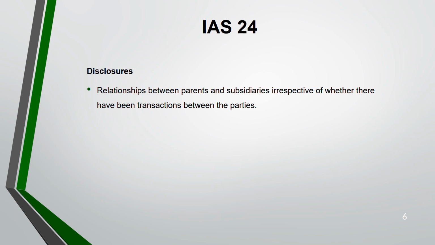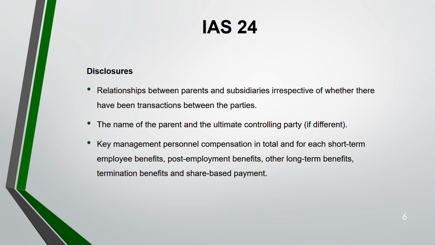So you are supposed to disclose relationship between parents and subsidiaries, irrespective of whether any transactions have taken place between them or not. The name of the parent and the ultimate controlling party if they are different. Key management personnel in total, and for each, short-term employee benefits, post-employment benefits, other long-term benefits, termination benefits, and share-based payment of each of these key management personnel needs to be disclosed separately. Okay, for example, what is their employment benefits, what is their post-employment benefit, separately for each key employee you have to disclose. You don't have to aggregate them, you have to show it separately.